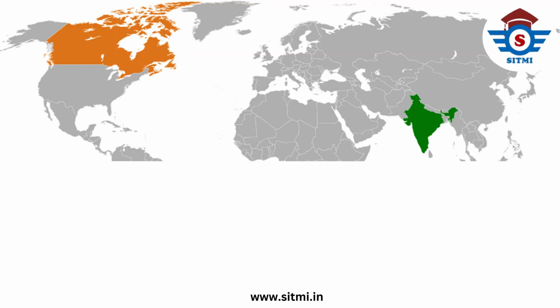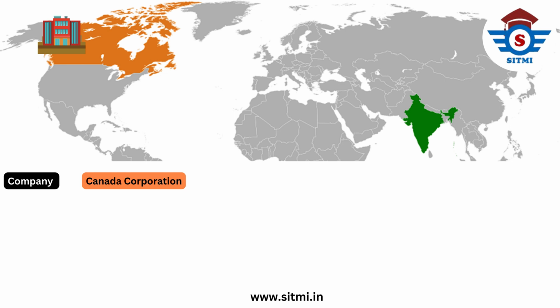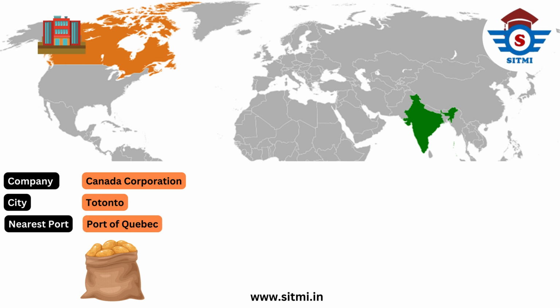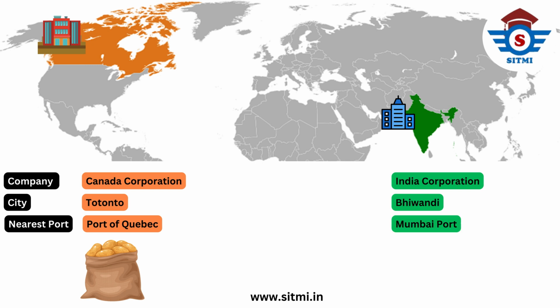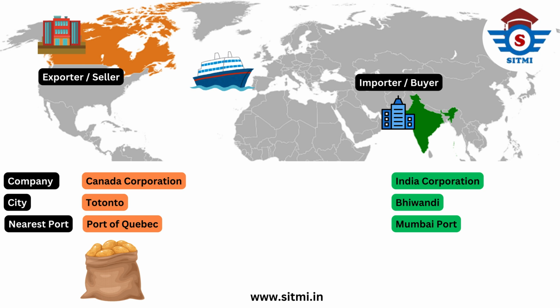For better understanding, we will consider two companies here. The first company is Canada Corporation, which is based in Toronto city in Canada, and this company is selling goods called potatoes. Also, this company has a nearest port called Port of Quebec, which is used to ship the goods from Canada to other countries. Our second company in this example is India Corporation, which is based out of Bhiwandi in India. The nearest port for this company in India is Mumbai Port. So simply, in our example, Canada Corporation is an exporter and India Corporation is an importer.